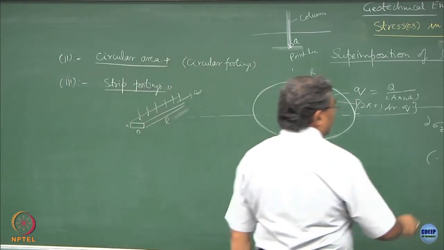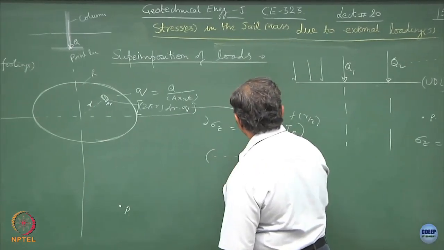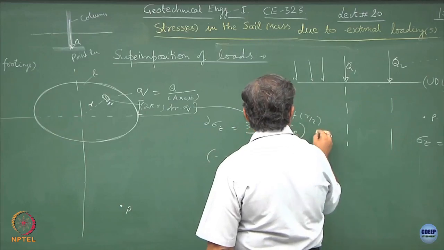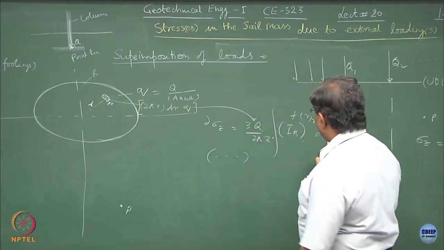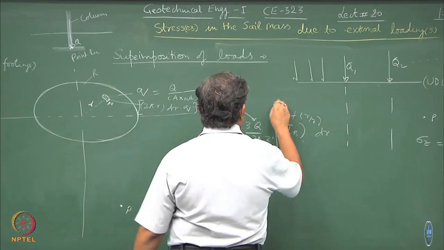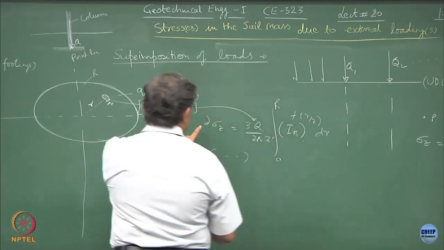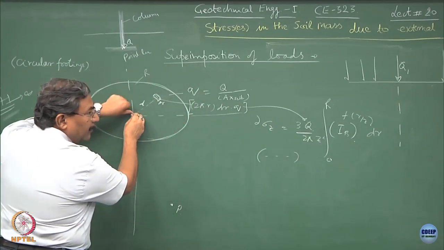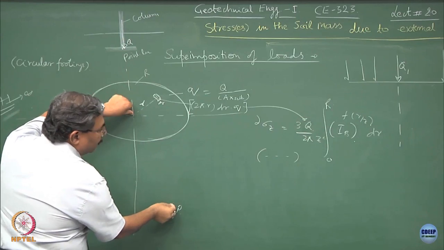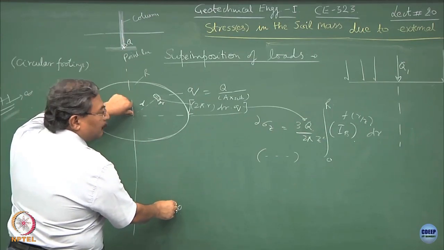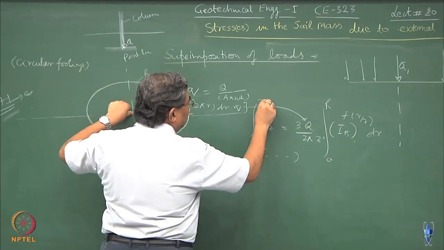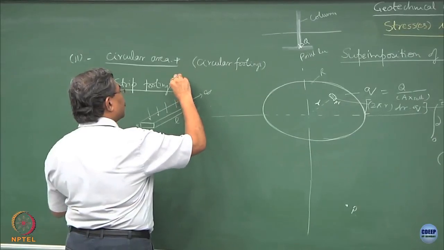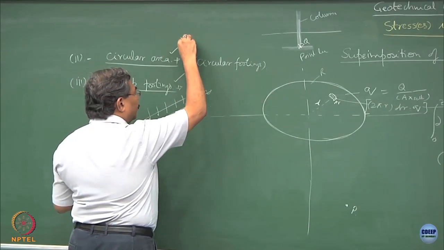What is going to change is, I hope you will realize, that this dr term which is going to come over here, when you integrate it, this is going to be dr. So, here R has to be from 0 to R, clear? And what about this Z term? This will be from the given point to the point where you are interested in finding out the pressure. So, that means 0 to Z. Same thing you can do over here. So, this becomes a case of strip footings, circular footings.